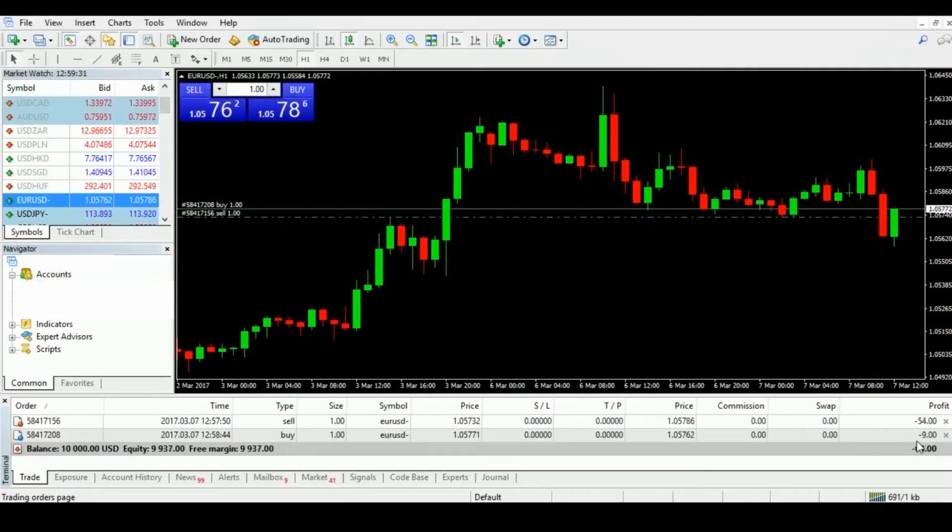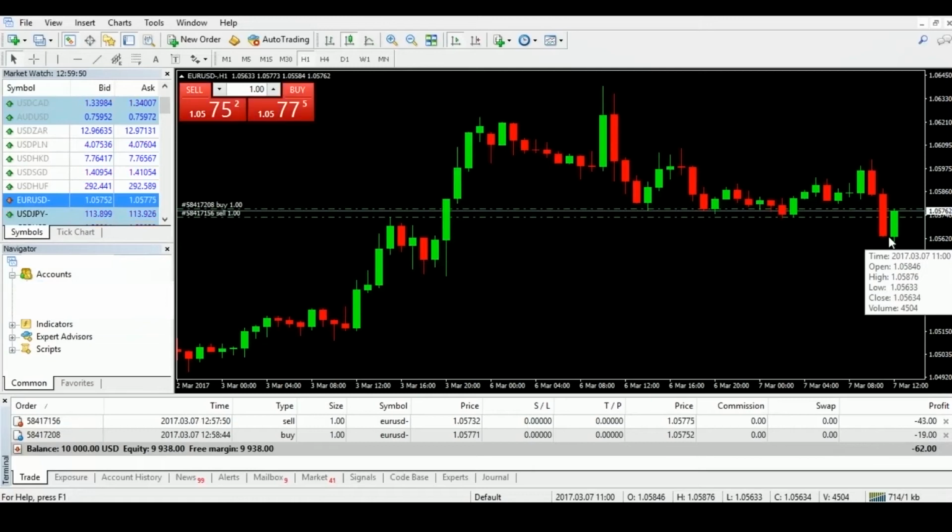So watching this trade, pay attention to how as price moves down, your buy gets more into a negative, but your sell gets less into a negative. And pay attention to how your sell gets less into a negative as price moves down. So pay attention to this price and just look at how the numbers fluctuate.